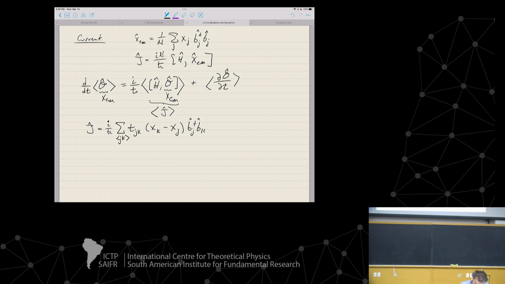So in the tight binding limit, we can simplify this further, and it looks like minus i t a l over h bar, sum over all lattice sites, and minus something like this.